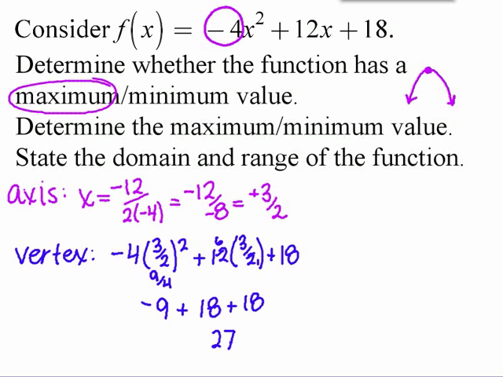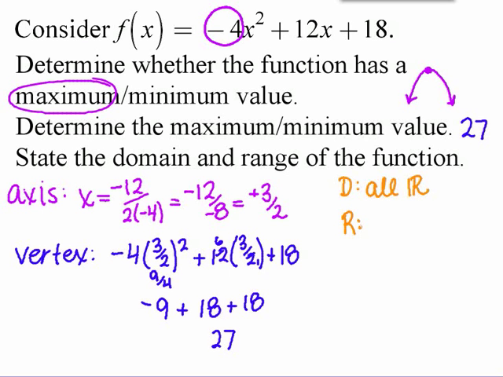27. So determine the maximum or minimum value, that's 27. And last but not least, state the domain and the range. I'll tell you right now, domain, remember, was the set of x values when we learned about these. Domain here will always be all reals. The range, on the other hand, let's think about that.